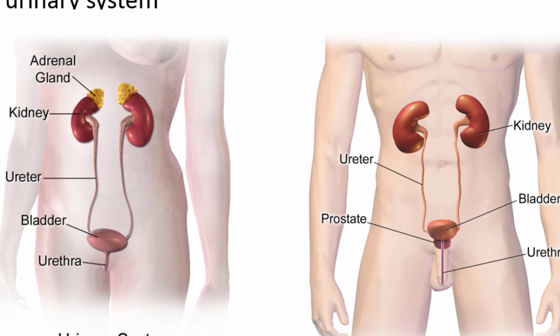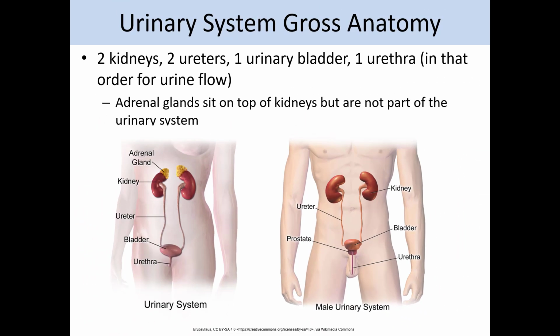The bladder will store urine until we have an appropriate time and location for urination. There's one tube that leads off of the urinary bladder, and this is called the urethra. In order to expel urine from the bladder, the urine has to travel from the bladder to the urethra and then outside of the body.